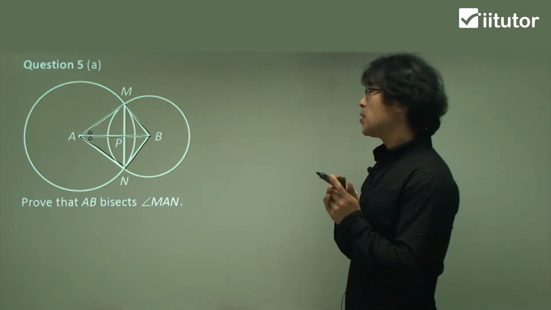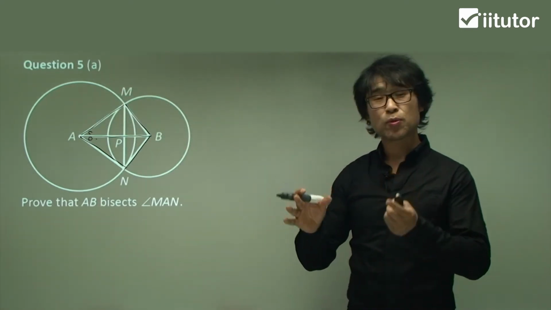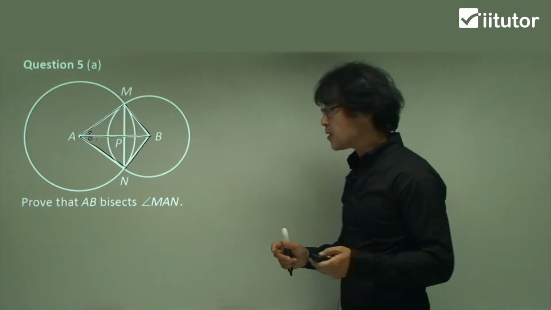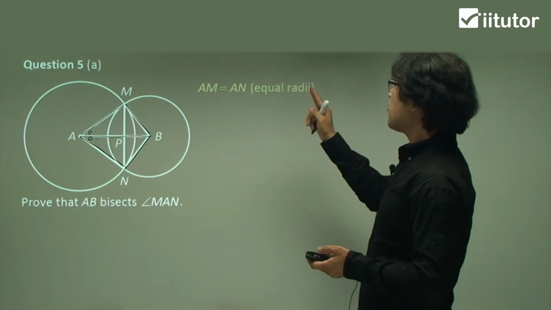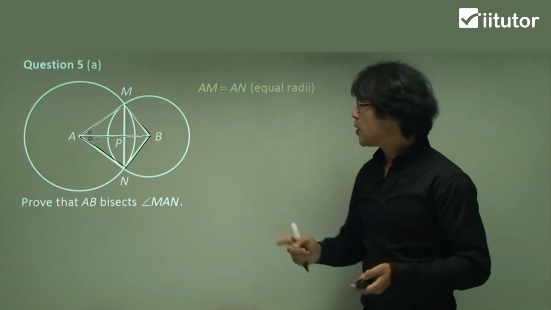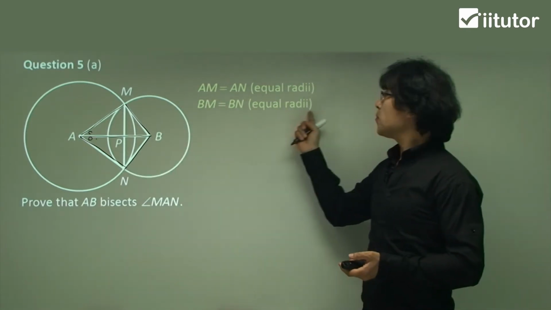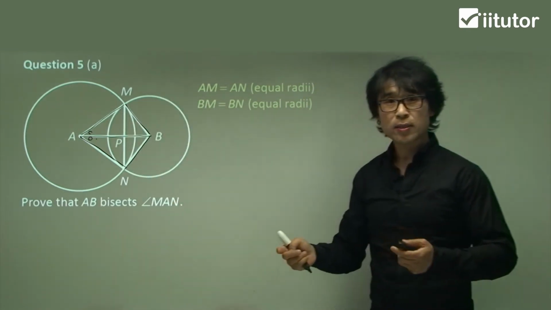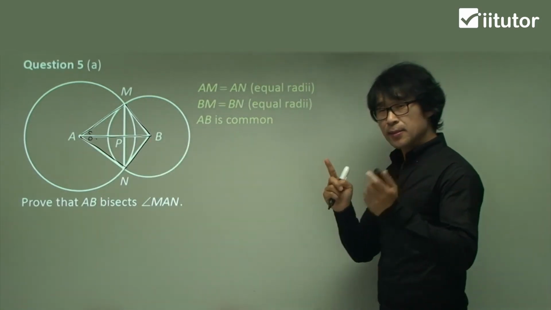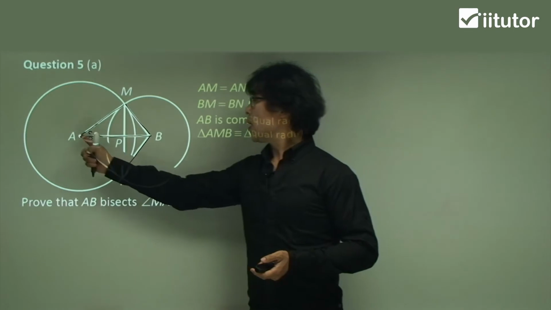Can you see this, guys? Therefore, these two angles are equal because corresponding angles of two congruent triangles. Make sense? So that's what I like to do. Okay, let's get started, guys. The first step is to show AM equals to AN. So equal radii. Next one, yes, same thing. BM is equals to BN. So same, equal radii to the circle in the right hand side. Then AB is common. So SSS. So the triangle AMB is congruent to ANB.